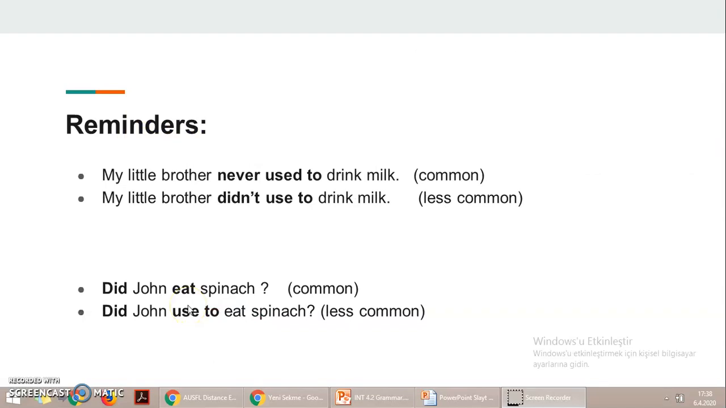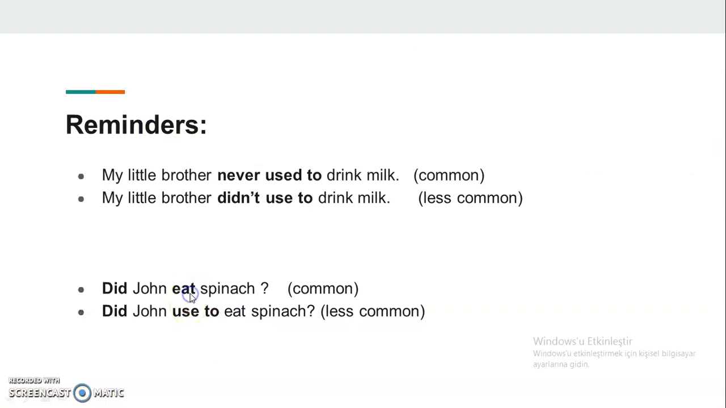To remind you, in spoken English, some structures are more common than the others. So you'll hear, my little brother never used to drink milk more than my little brother didn't used to drink milk. In the same way, did John eat spinach is a common way of asking this question rather than did John used to eat spinach.